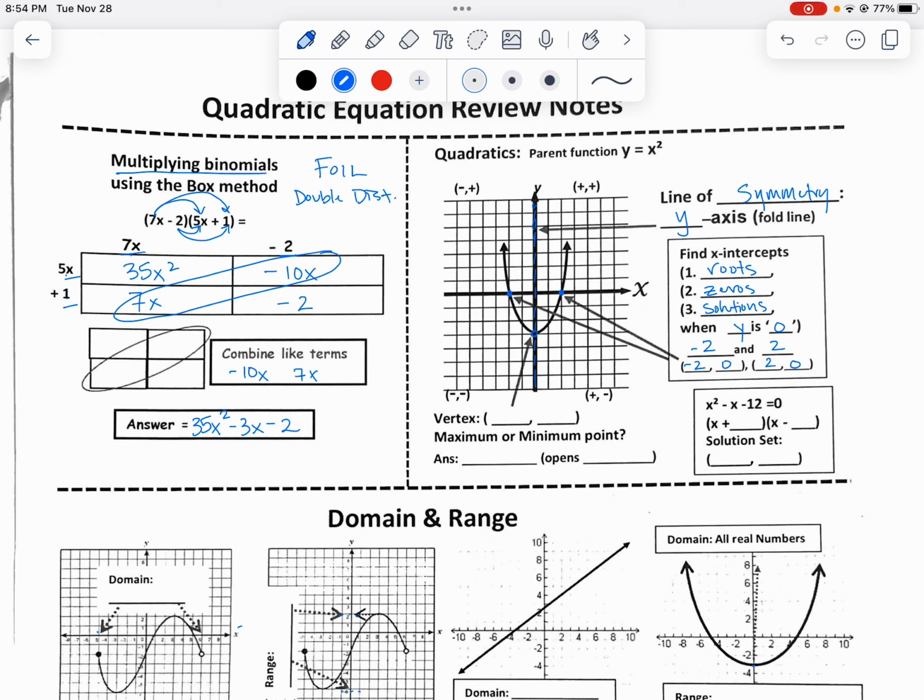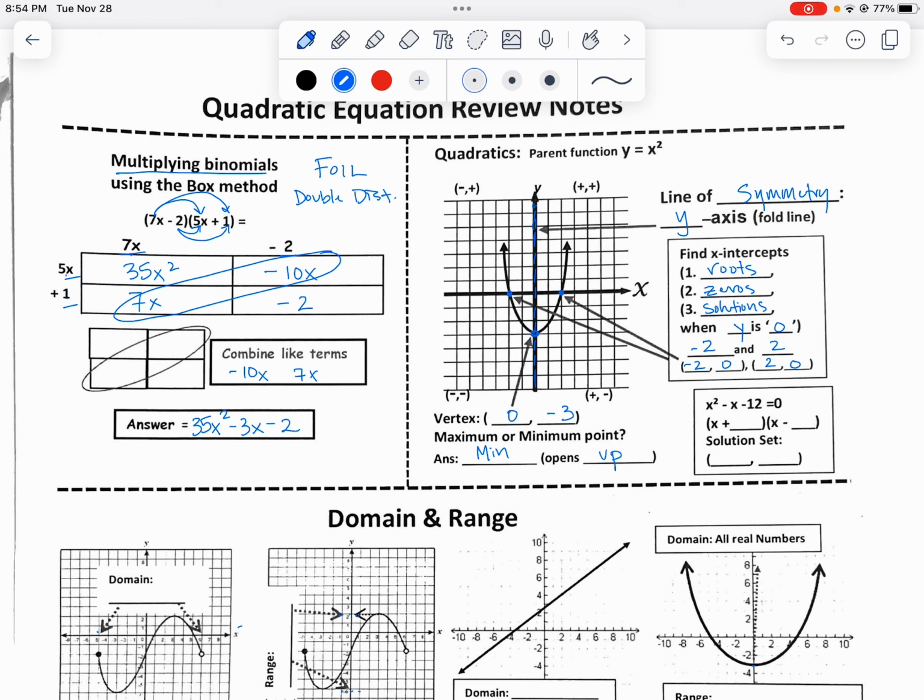Okay, another key piece here is the vertex. We talked a lot about the vertex when we talked about transformations. The vertex in this case is the point (0, negative 3). Is it a minimum or a maximum? Well, the answer is that it is a minimum point because the parabola opens up.